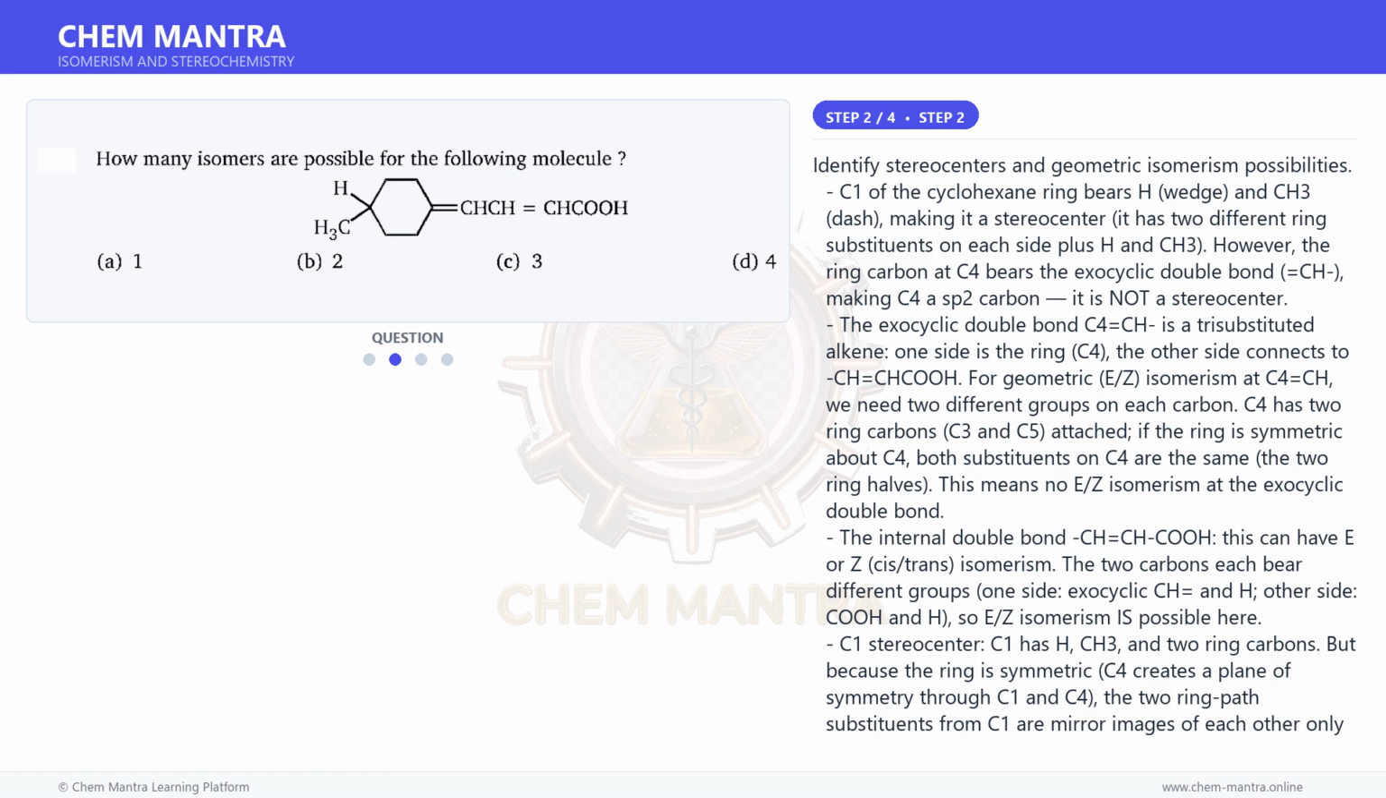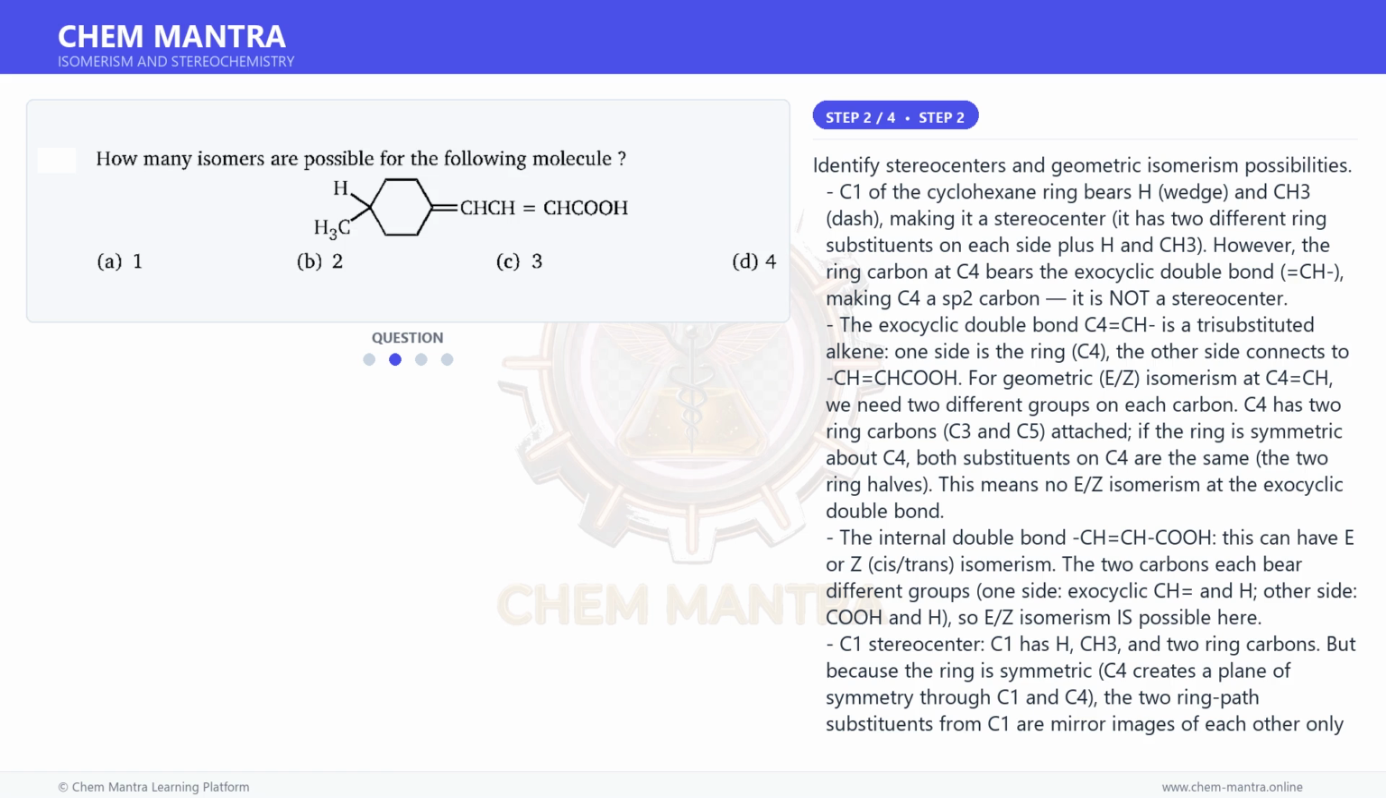The exocyclic double bond C4=CH is a trisubstituted alkene. One side is the ring, C4, the other side connects to CH=CH. For geometric, E/Z, isomerism at C4=CH, we need two different groups on each carbon. C4 has two ring carbons, C3 and C5, attached. If the ring is symmetric about C4, both substituents on C4 are the same, the two ring halves. This means no E/Z isomerism at the exocyclic double bond.